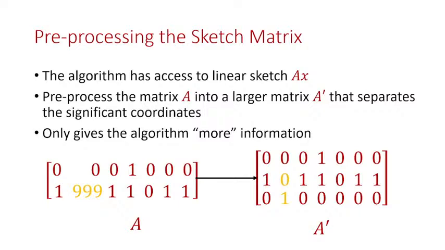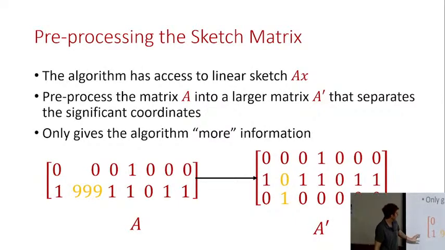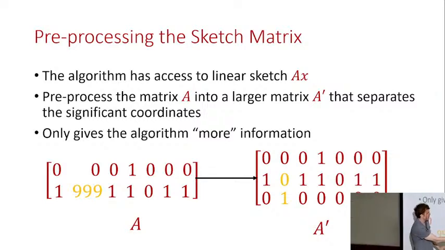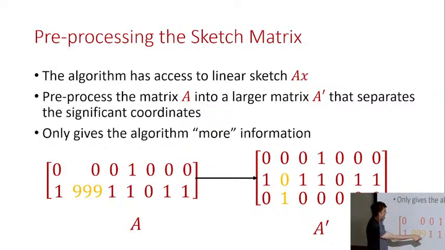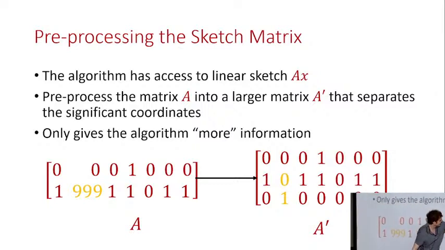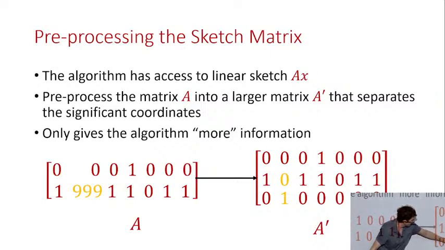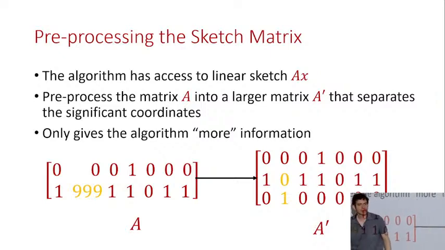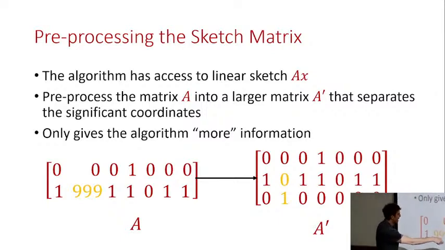So what do I mean by that? Here was an example A that we looked at earlier, a sketching matrix. We saw that this coordinate was significant, this 999. So what are we going to do? We're going to take this row here, and we're going to split it into two rows. So we're going to pull the 999 down here. We replace that entry with 0, and then we can replace this entry with a 1. So from A prime times x, you can recover A times x.